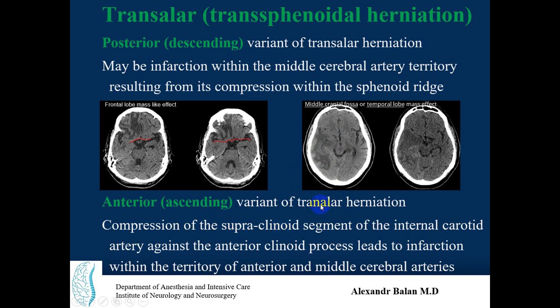The anterior or descending variant of transalar herniation results from compression of the supraclinoid segment of the internal carotid artery against the anterior clinoid process, which leads to infarction within the territory of the anterior and middle cerebral arteries.